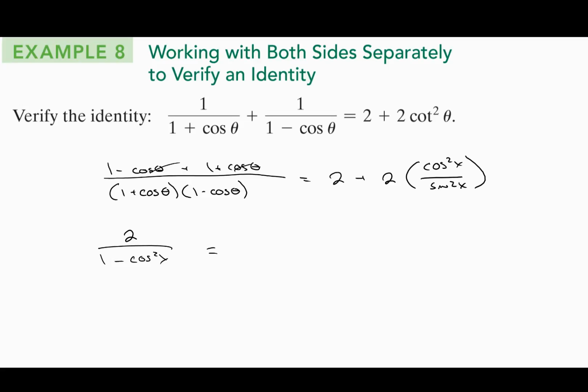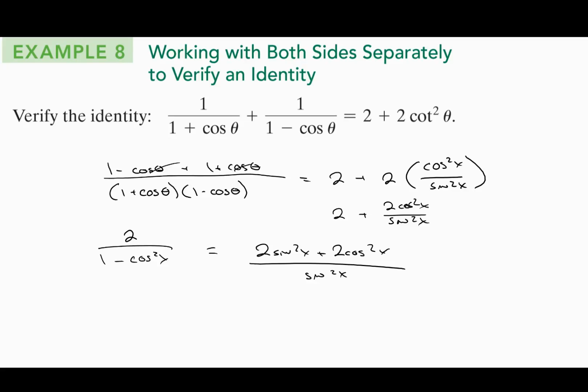Common denominator here, so that would be sine squared. So this is going to be 2 plus 2 cosine squared over the sine squared. To have a common denominator, it has to be sine squared. So we have 2 sine squared plus 2 cosine squared over the sine squared.